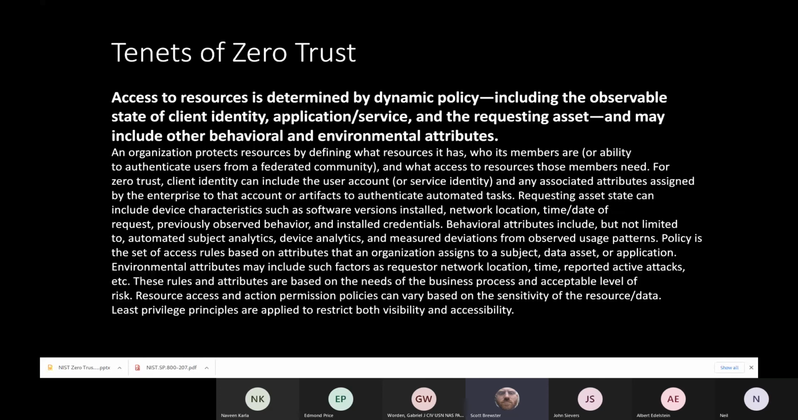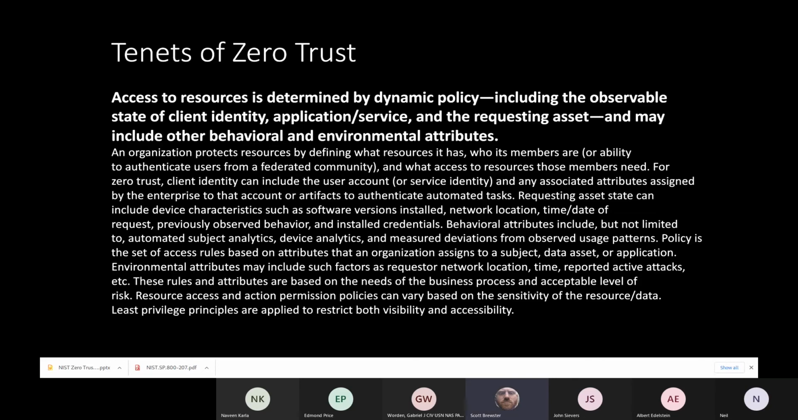Requesting asset state can include device characteristics such as software versions installed, network location, time data of request, previously observed behavior, and installed credentials. Behavioral attributes include, but are not limited to, automated subject analytics, device analytics, and measured deviations from observed usage patterns. Policy is the set of access rules based on attributes that an organization assigns to a subject, data asset, or application. Environmental attributes may include such factors as requester network location, time, reported active attacks, etc. These rules and attributes are based on the needs of the business process and acceptable level of risk.